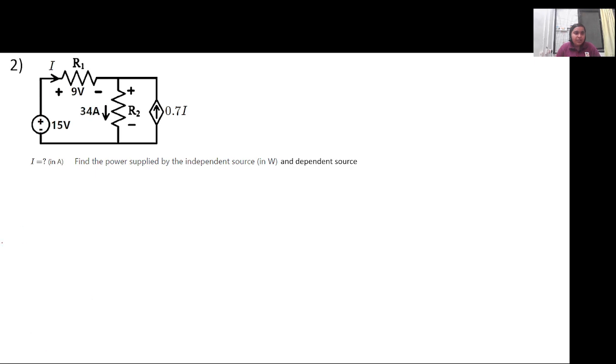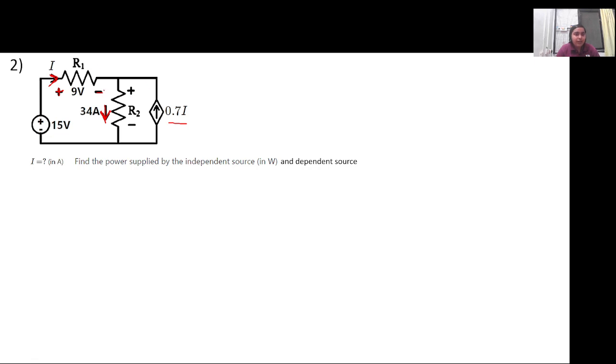So for the next question, it is just a simple circuit where this is a current dependent current source, and this current I is the branch current that is flowing across this R1 resistance. R1 and R2 are unknown right now. So the question here is to calculate the branch current I. How will you do it? The voltage across this R1 resistance is given, right? And the current flowing through this R2 resistance is given, which is 34 ampere.